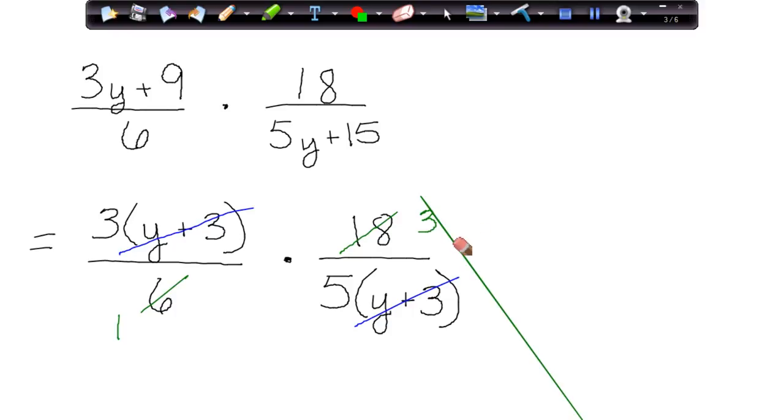Okay, and then is there anything else that we can cancel or reduce? It doesn't seem to be anything else. We have a 3 and a 5 left, and that is all. So we'll do 3 times 3 and get 9/5.